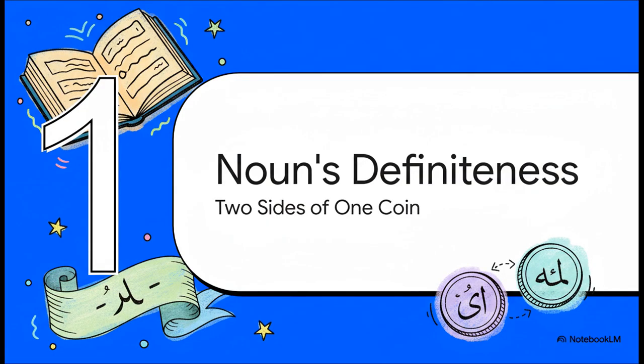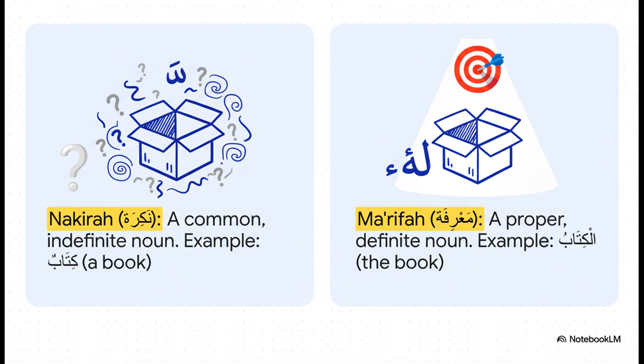Okay, so every single noun in Arabic has to be one of two things when it comes to definiteness. There's no middle ground. You can really think of them as the two sides of the very same coin. On one side, you've got Nakirah. This is your common, indefinite noun. Think a book, a house, a student. It's general. On the other side, you have Marifa. This is your proper definite noun. So the book, the house, the student. It's all about specificity. And as you can see right there, the Arabic words look different too.